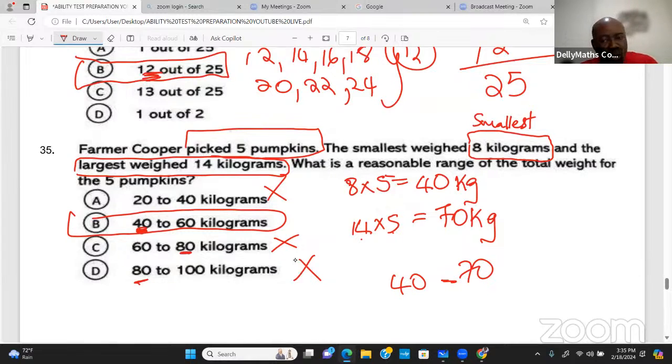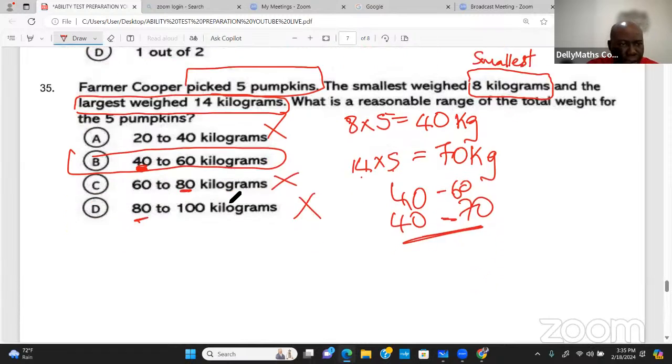But 40 to 70 was a very good pick. And then you pick an answer of 40 to 60. That made sense because that is actually within the 40 to 70 still. All right. So that's a good pick right there. I hope everybody is seeing what is going on here. And I hope you're understanding the questions that we're handling. All right.